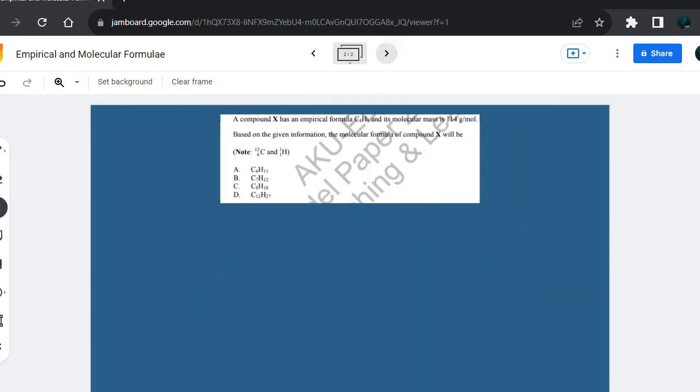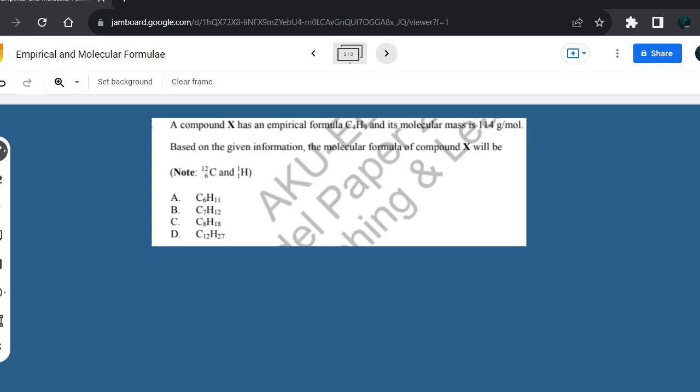Now let's look at a sample question. The question states a compound X has an empirical formula C4H9. So for every 4 moles of carbon, there's 9 moles of hydrogen, and its molecular mass is 114 grams. Based on the information, the molecular formula of compound X will be. So we only know the ratio of the substances, we don't know the actual formula itself.